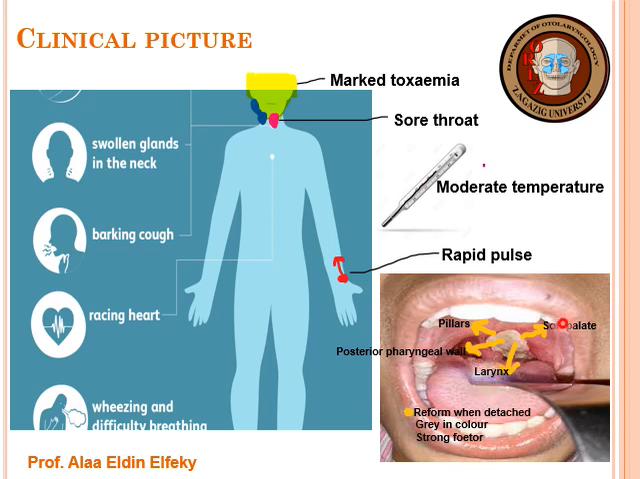The membrane, when removed or detached, reforms very rapidly and leaves a bleeding surface. The membrane is green in color with a strong fetor. This is a very bad odor. There are some associated conditions like cough, racing heart, and maybe difficulty of breathing.